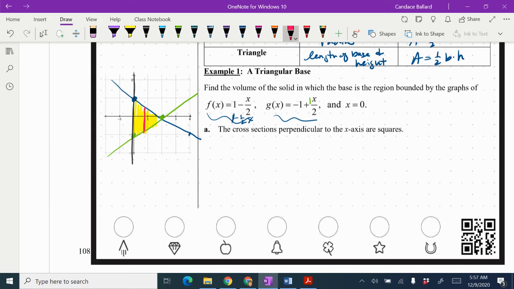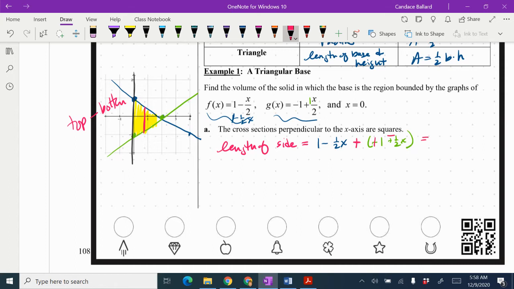And really, it's just the area, right? It's going to be the top curve minus the bottom curve. Well, let's set that up. Instead of calling it area, we're going to call it the length of a side. So it's going to be the top, which is the blue one, 1 minus 1/2 x. And then we're going to subtract the bottom one, which was the green one, in parentheses -1 plus 1/2 x. I'm going to distribute that negative, so it's going to go positive, negative.